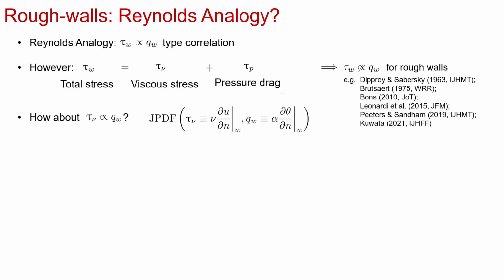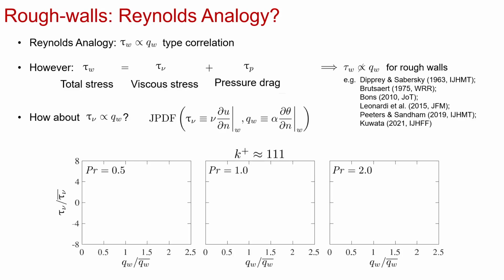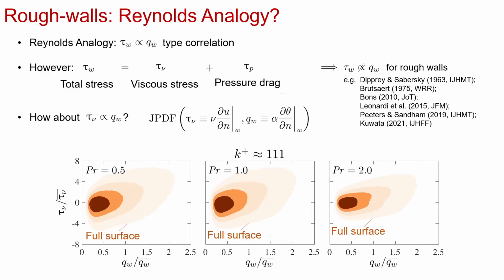And to examine this, I'll be plotting joint PDFs between the viscous stress and wall heat flux, normalized on their respective mean values across all my Prandtl numbers in the fully rough regime. So first, showing when I sample across the entirety of my rough surface, we can see some semblance of correlation persisting between the viscous stress and heat transfer, but this is very much weaker than what we see in a smooth wall flow, which I show here, where the correlation between the viscous stress and heat flux remains strong.